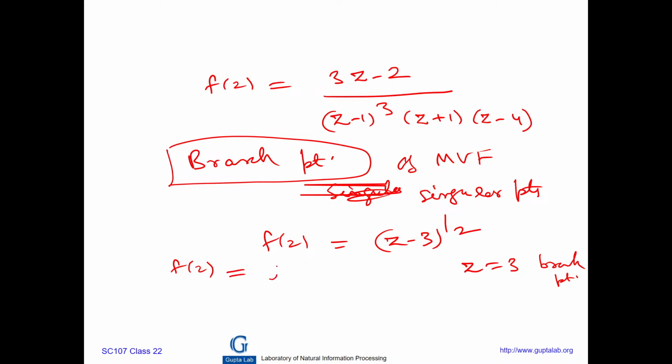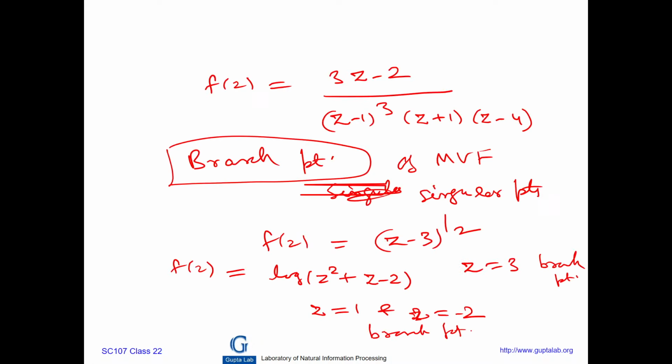Similarly, if f of z is equal to log of z square plus z minus 2, when this value is 0, those will be the branch points. So z is equal to 1 and z is equal to minus 2. Branch points. Singular points. So I talked about isolated singularity, I talked about poles, and I also talked about branch point. These are the 3 kinds of singularities.